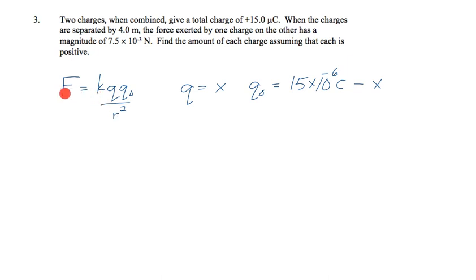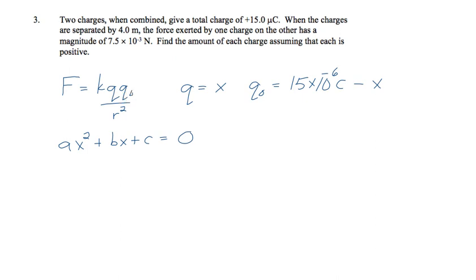So if I look at what I have here, I have F, R squared, and K. I'm going to get them all on one side because that's going to be my constant. In the formula, Ax squared plus Bx plus C equals 0, which is the generic standard form for a quadratic equation, the C is going to be the F R squared over K. And then I'm going to replace that with x, and that with 15 times 10 to the minus 6 coulombs minus x. So I'm going to have an x squared term and an x term just with the Q and the Q0.